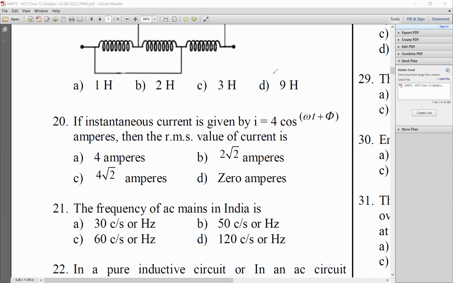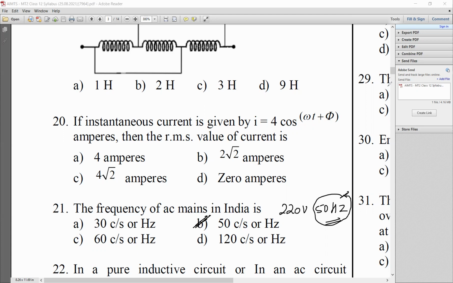Question number 21. The frequency of AC mains in India. Frequency is 50 hertz, 50 cycles per second. What is AC supply? 220 volts, 50 hertz. So the frequency they are asking is 50 hertz, cycles per second.